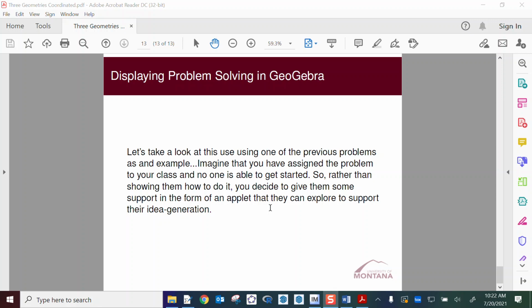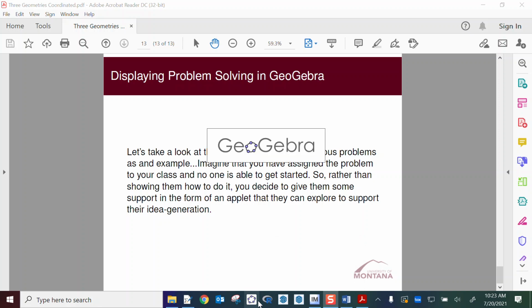So how do you get kids started in that practice? And one thing I've found that's really helpful is to give them rich pictures that they can interact with and talk about and help them get started. So let's do that second problem as an example here.